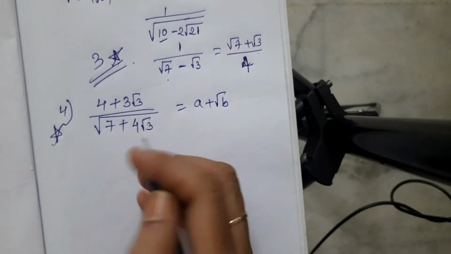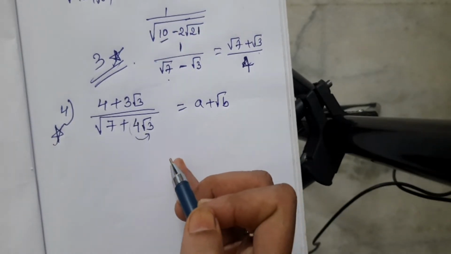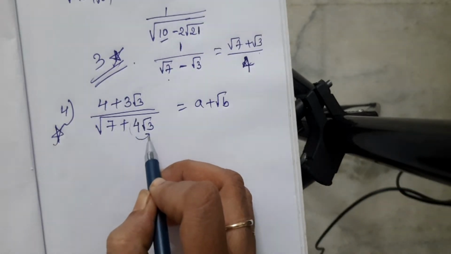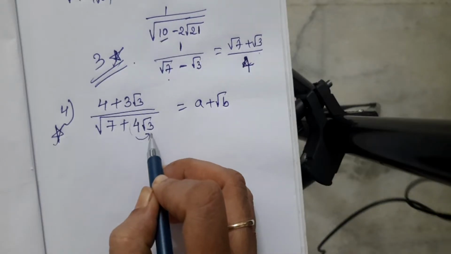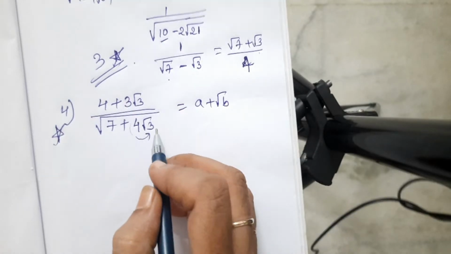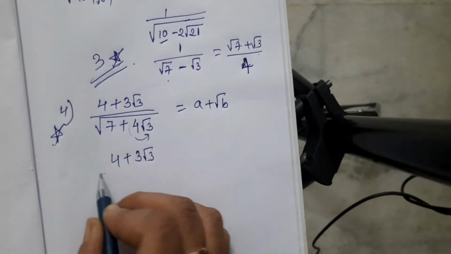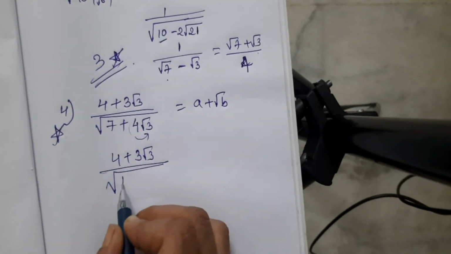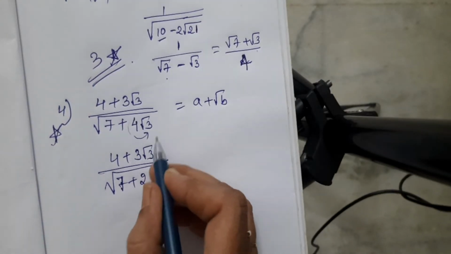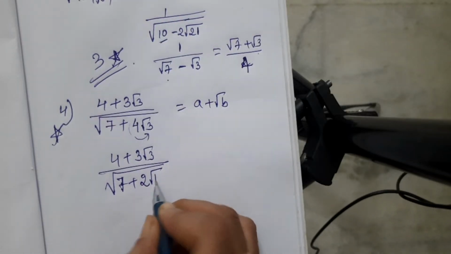If 2 is not there, we will keep only 2 and shift the rest of the things inside. If I keep only 2, I need to shift the other 2 inside, so it will enter in the form of 4. Whatever number we are shifting will get squared and enter. So here it is 4 + 3√3 upon √(7 + ...), keeping 2 and shifting the remaining 2 inside the root, so it will shift as 4. So here it is 4 3s are 12.